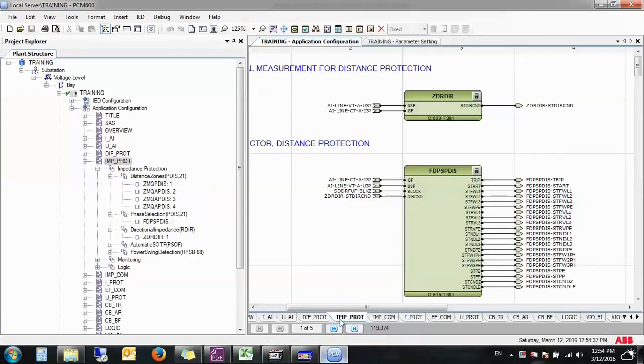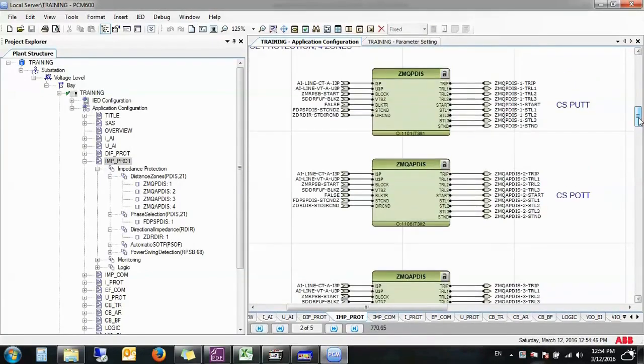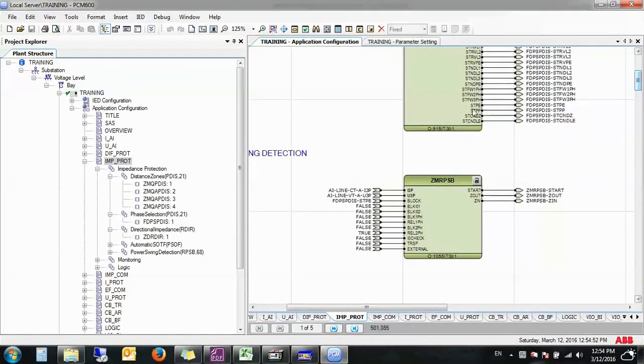In phase selection here, there is an output for start with impedance and start with current. You take the start on the impedance and begin operating all the zones unless the phase selection is less than one of the zones. In that case, you should use the signal from the start with current only.